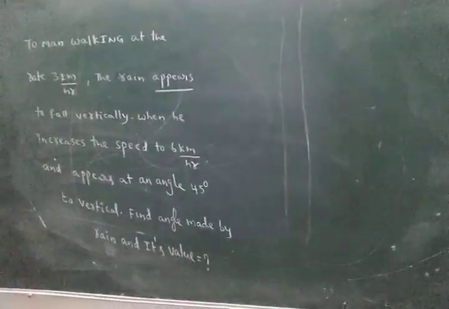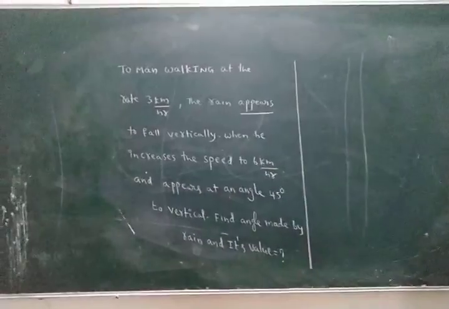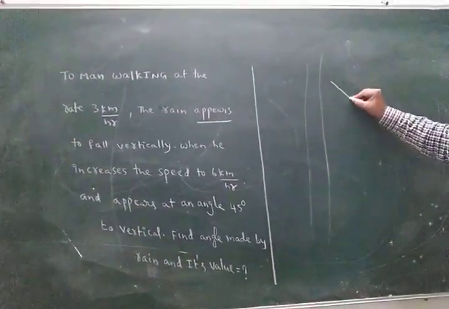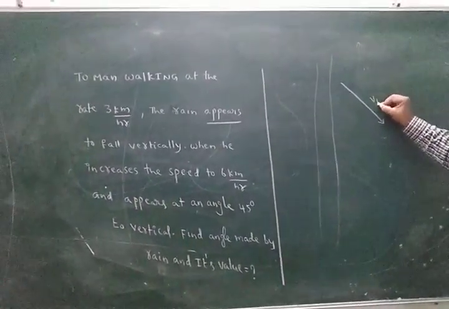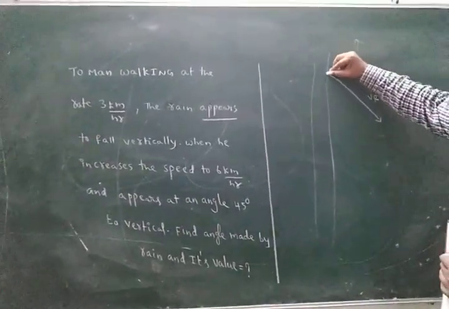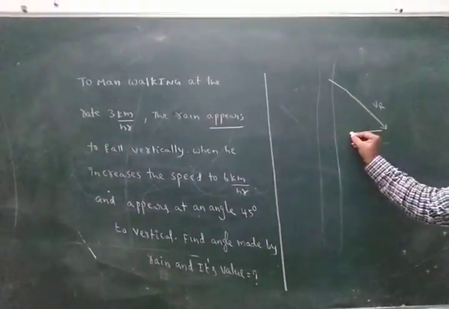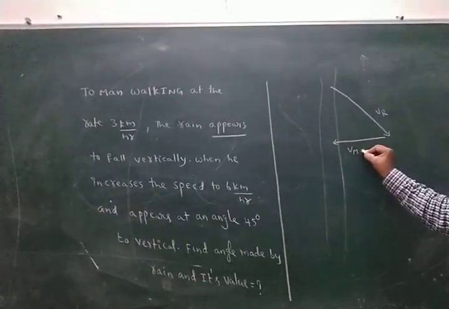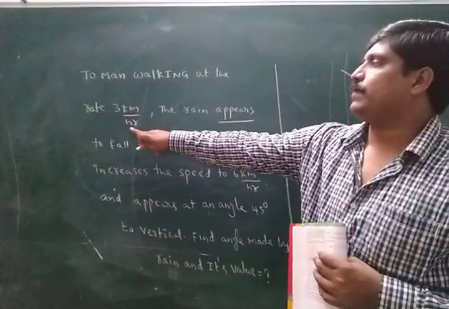Find the angle made by rain and its value. The rain appears to fall vertically. Actually, in this situation, rain is falling slantwise. This is the velocity of rain. Because the man is in motion, what is the velocity of the man? The velocity of the man is given as 3 km per hour.